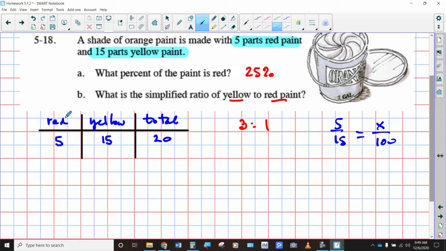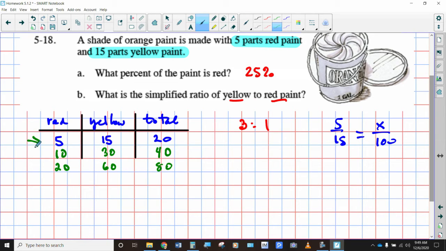So if we know that the paint has 5 parts red and 15 parts yellow, there must be a total of 20 parts in there. So if we double it, it should be 10 parts, this should be 30, this should be 40, correct? And if we double that, it would be 20 and 60, which would be 80 total parts.